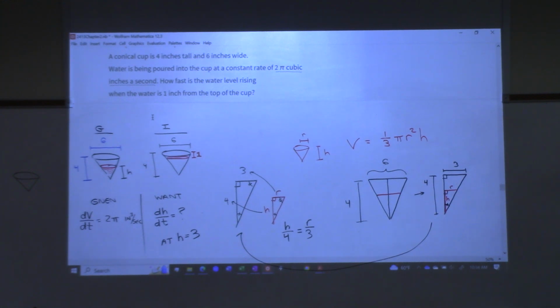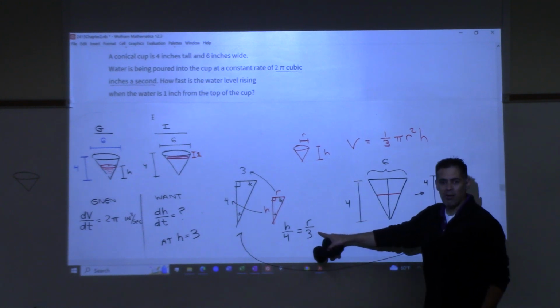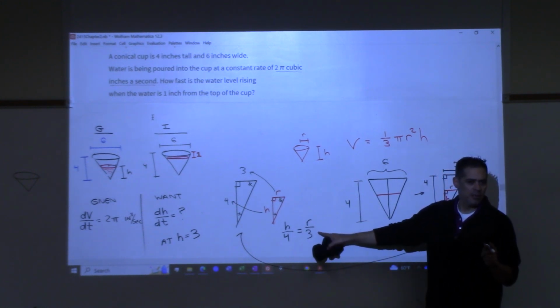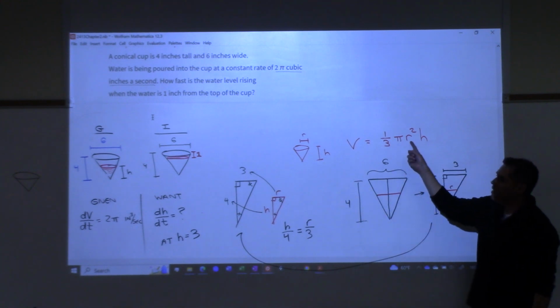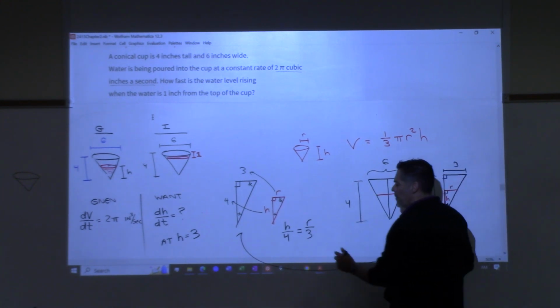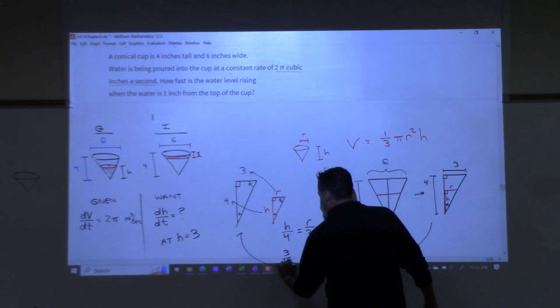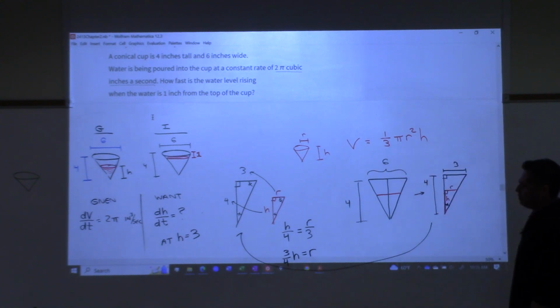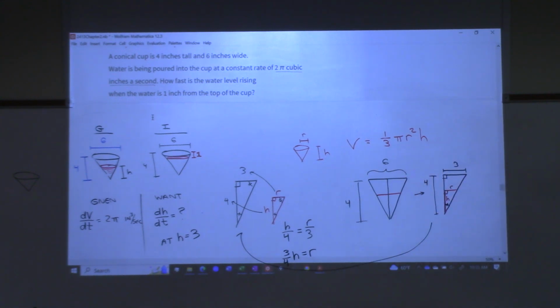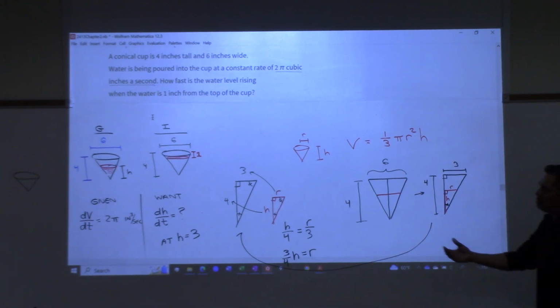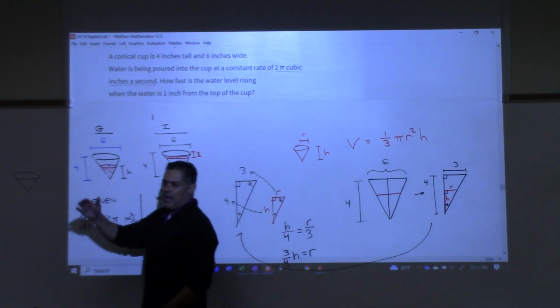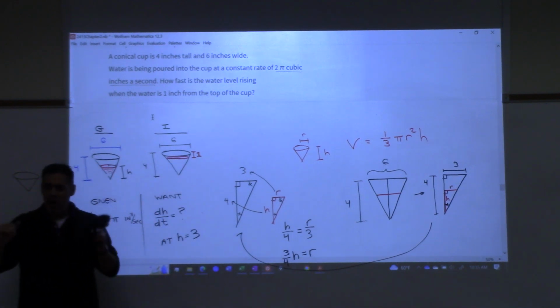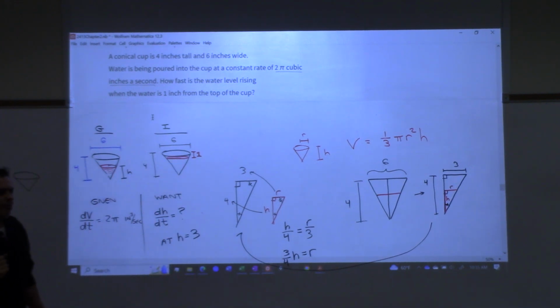And now one more thing. I'm going to take this and solve for R. Why am I solving for R? Because I'm going to plug it right in here. Solve this for R. Multiply both sides by 3. You get 3/4 H equals R. The radius is always 3/4 the height. That's what that's saying, right? If you have this particular cone that's 4 inches tall and 6 inches wide, then your radius is always 3/4 your height.